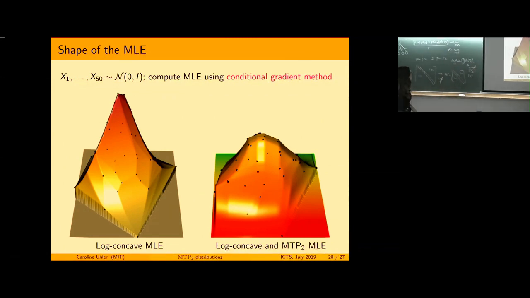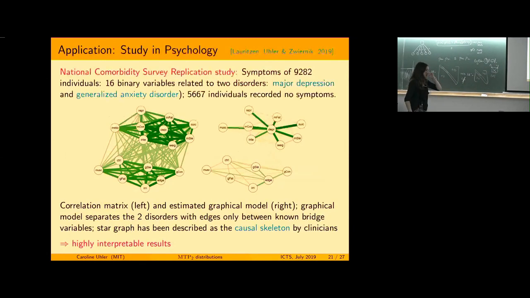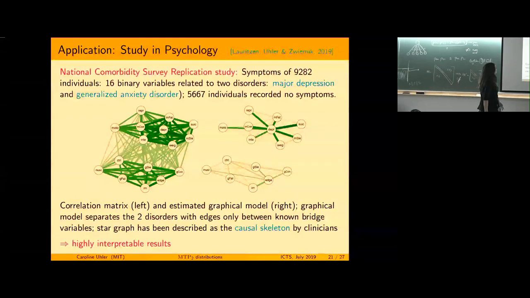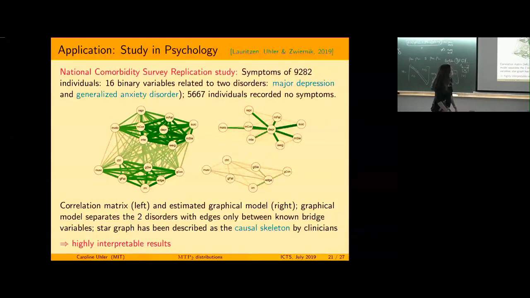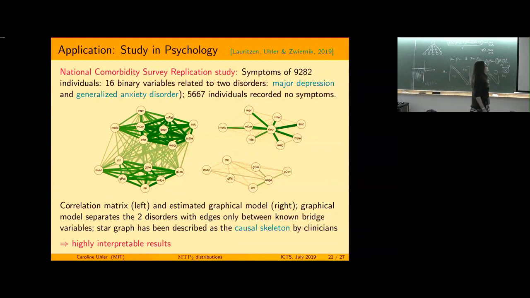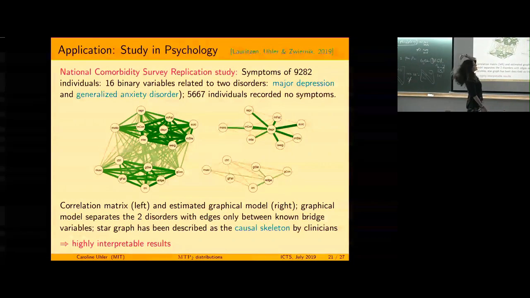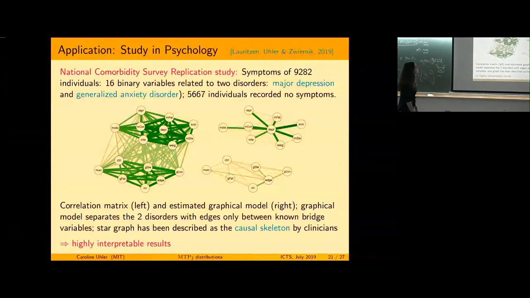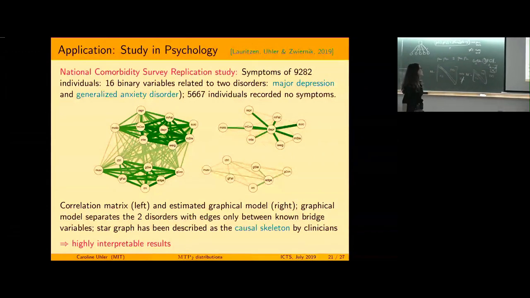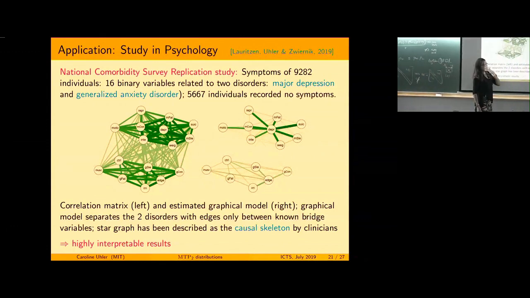So let's actually look at a couple of applications. Here, let me talk about the Ising case a bit more. Here I'm looking at a psychology study where there are 16 binary variables related to 2 different disorders. These are psychological disorders that this psychology study and multiple papers that followed it have studied. And so these are the 16 variables that people have measured.